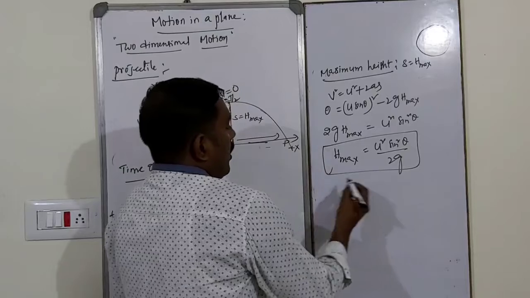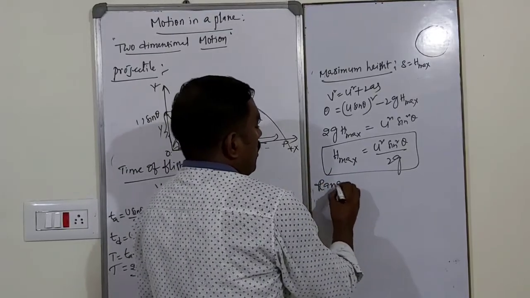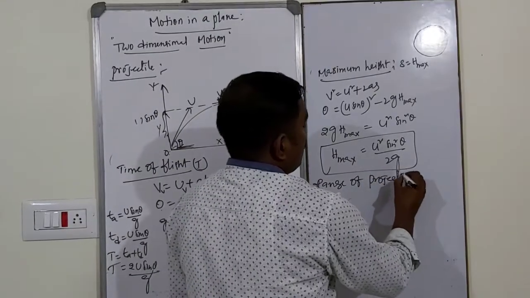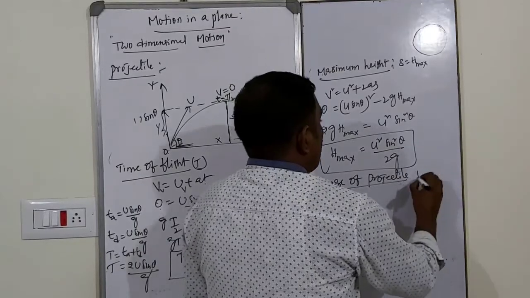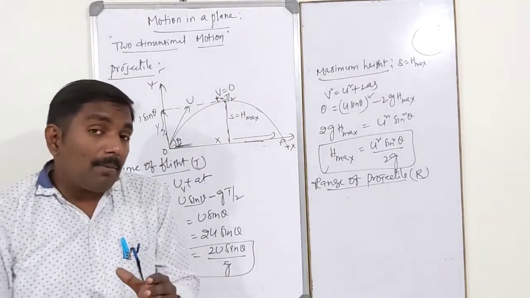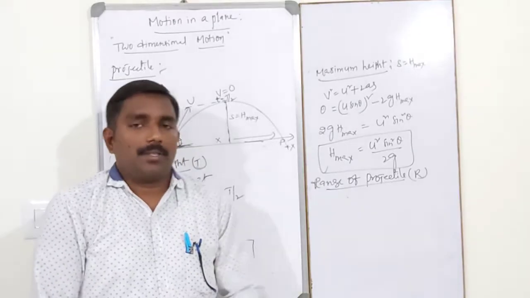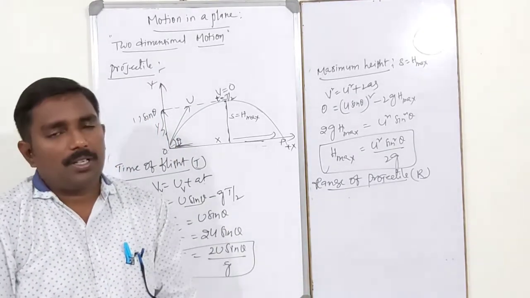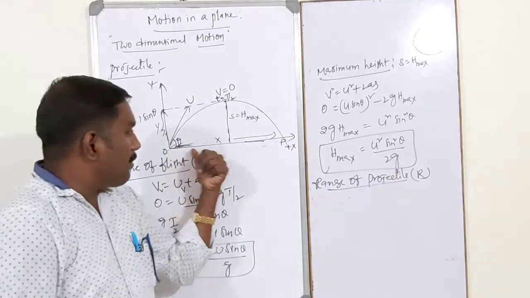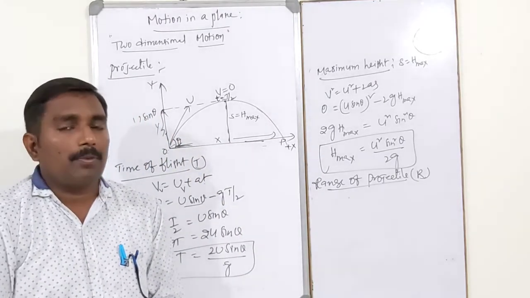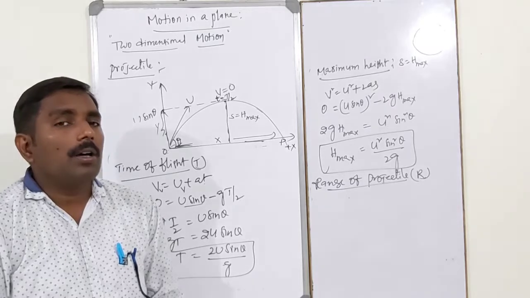Next one, range of projectile. Range represents letter R. What is meant by range? The maximum horizontal distance traveled by the projectile is called simply range. The maximum horizontal distance of the projectile is called range.